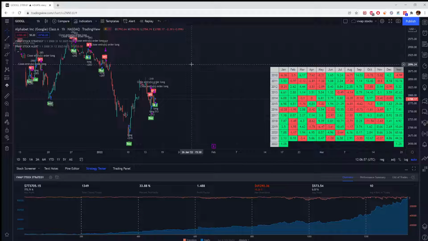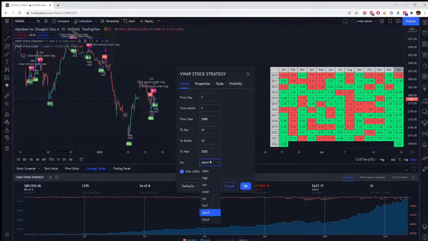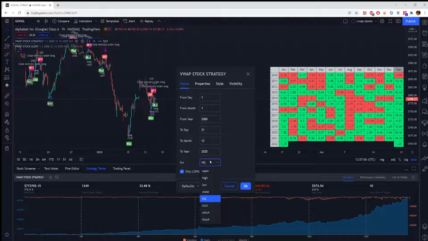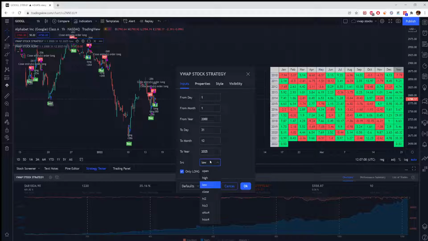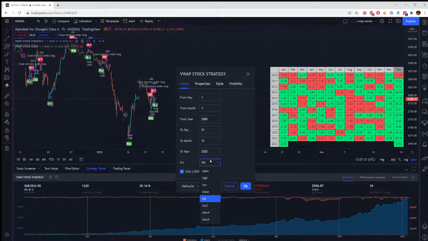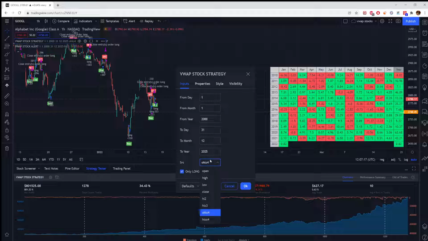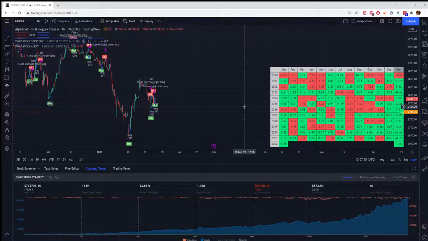But this is what we have for the strategy. For the parameters, we only have one, which is the source. In this case, I tend to keep the highlight close 3 because it's the main one used for the VWAP calculation. However, the open high low candle 4 can work as well. One of those two can work. And as well, if you want to use only long or long and short entries, I tend to keep it as a long only strategy.